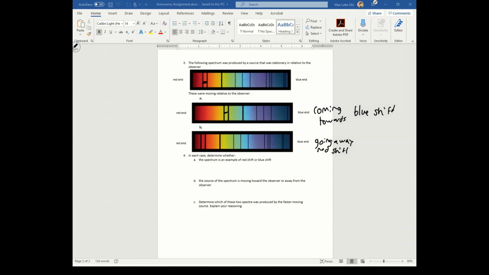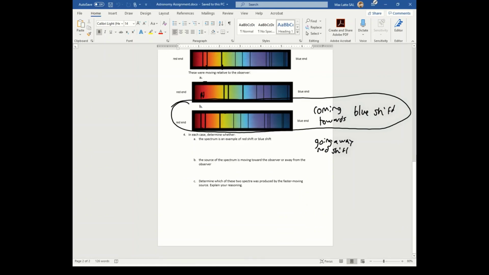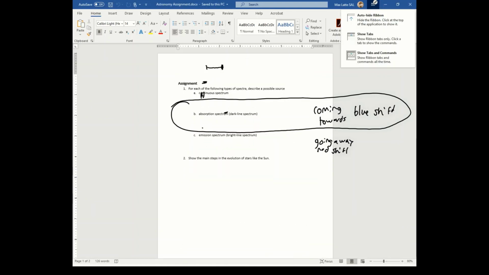So that's for A, and then for B, the source of the spectrum is moving towards the observer, away from the observer, did that already, and determine which of the two spectra was produced by the faster moving object. So it's faster if it's moving over more, right? So this one is moved over quite a bit, and then this one is just moved over a little bit. So the blue shift would be moving faster because those lines are shifted over more. Okay, so that's the assignment.